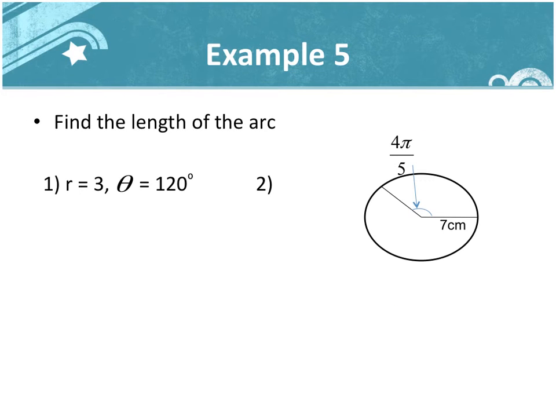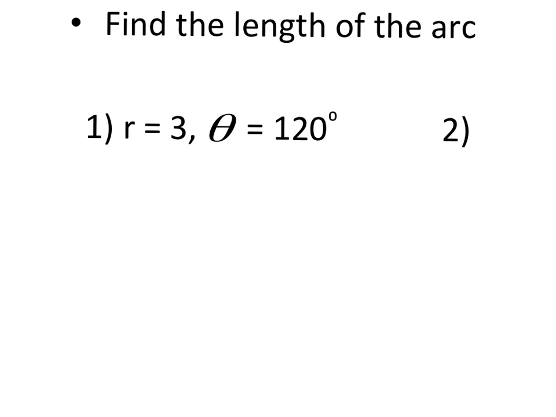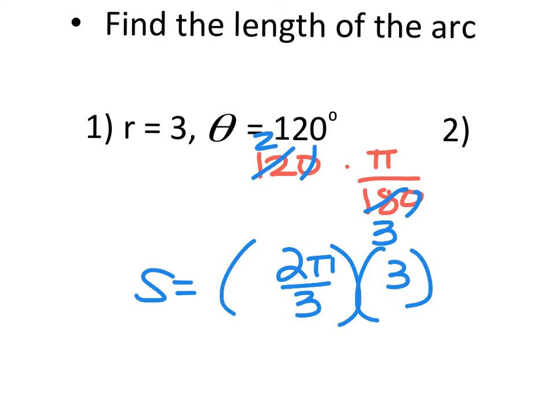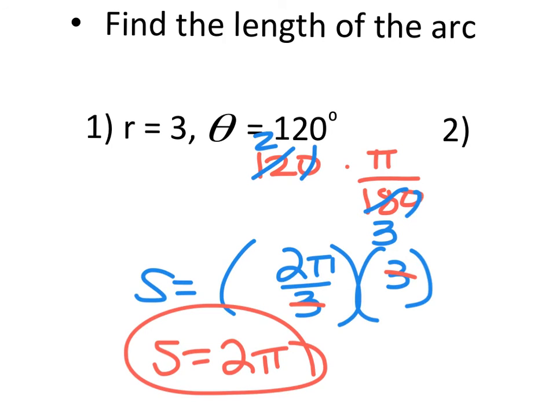So it says find the length of the arc. Number one gives you the radius and theta is in what? Degrees. So the first thing you're going to do is convert that to radians. Multiply by pi over 180. 2, 3. This is 2 pi over 3. And then it's that times the radius, which is 3. Cancel the 3's, and I get length is 2 pi. If it gave me a unit, I would put it on there. Like if it said inches or centimeters, I'd put it on there. But right now, it's just 2 pi units.